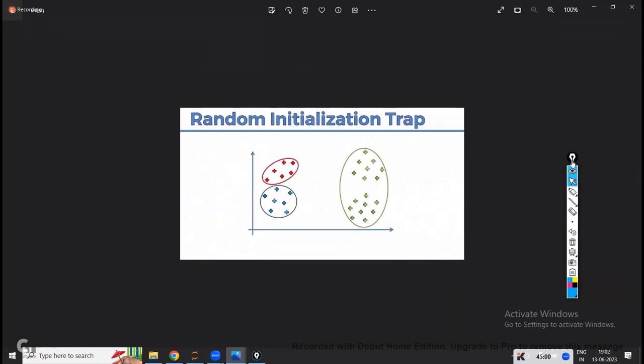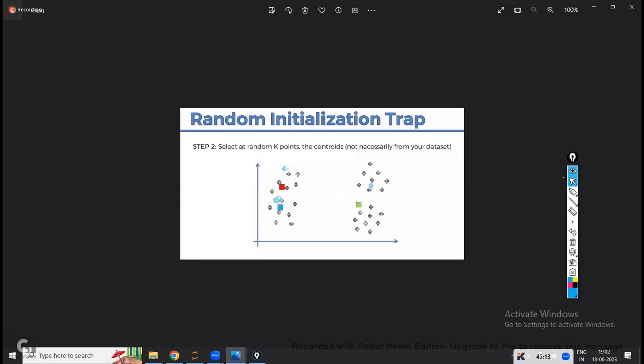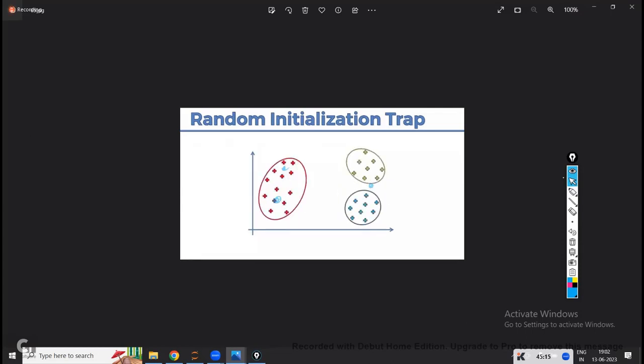For example, 3 random points are chosen like this, which means you'll get the answer like this. If your random points are chosen here, 1 point here, 1 point here, and 1 point here, it means like this.